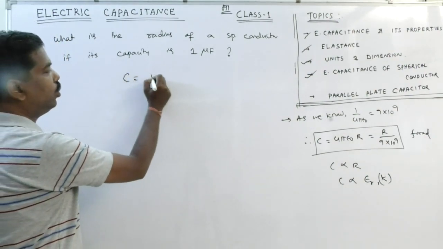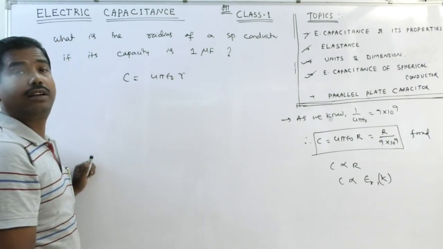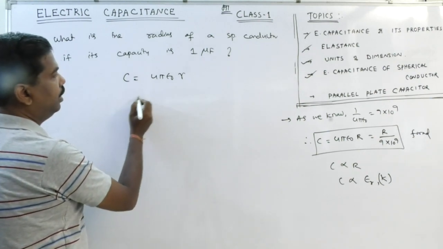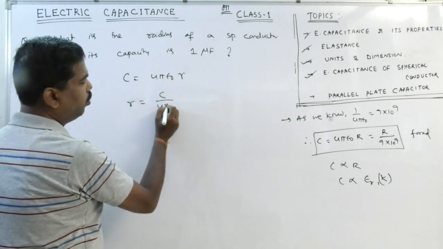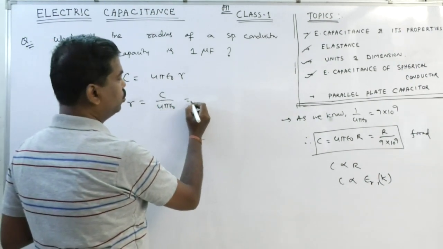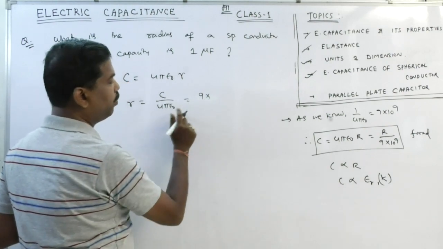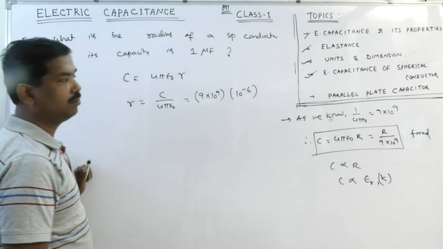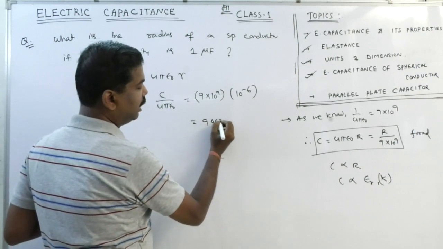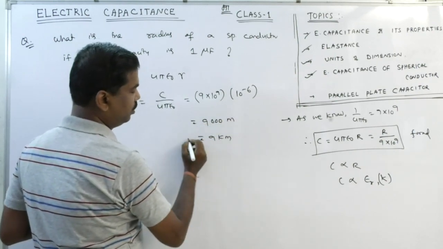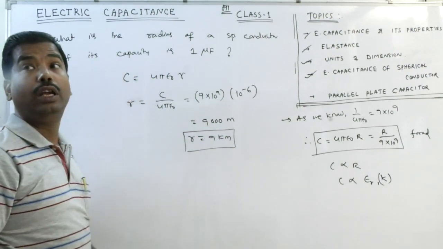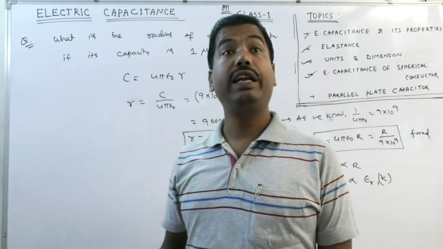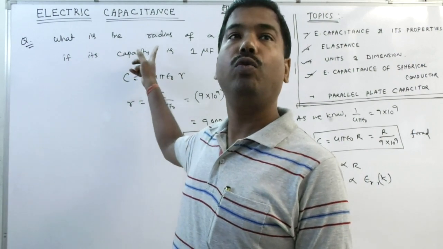So, C is equal to 4 pi epsilon 0 R. Clear? It means I can write R is equal to C by 4 pi epsilon 0. So 1 by 4 pi epsilon 0 is 9 into 10 to the power 9. C is 1 microfarad, which means 10 to the power minus 6. R is found to be 9000 meter or 9 kilometer. If the conductor has a radius of 9 kilometer, then its capacitance is 1 microfarad.